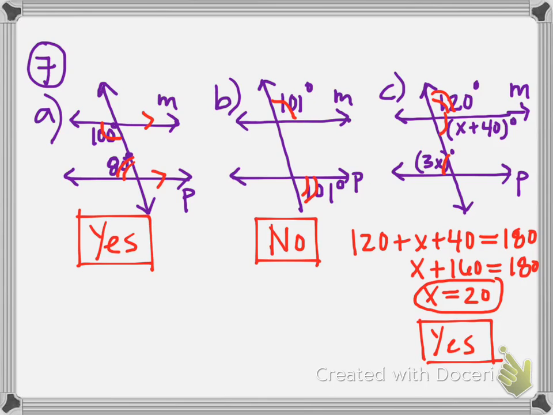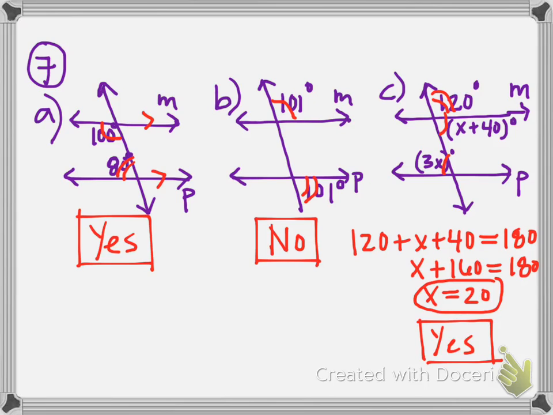When you have this type of problem, always start with what you know for sure is true. So originally I had started by saying x plus 40 equals 3x. Well, they would only equal each other if we knew the lines were parallel. We're trying to figure out if they are. So that would not be a good way to start.